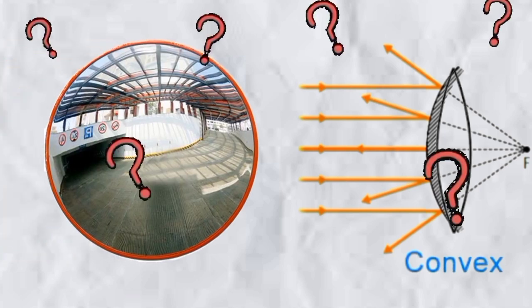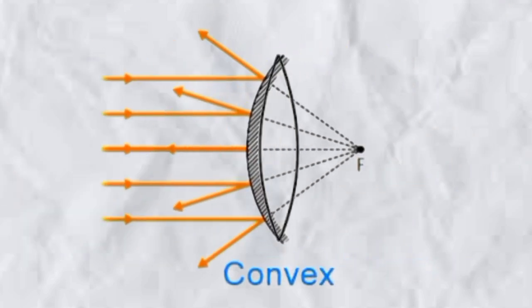But how? Unlike concave mirrors, the convex focus is behind the mirror. Thus, the reflected rays are reflected back away from the focus, making the reflection appear larger or bulgy.